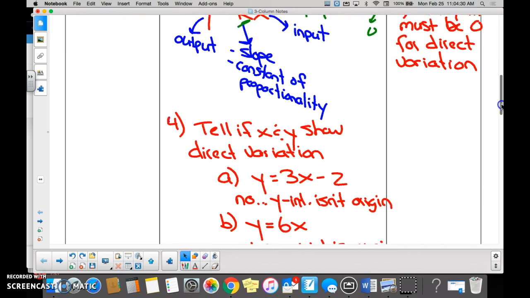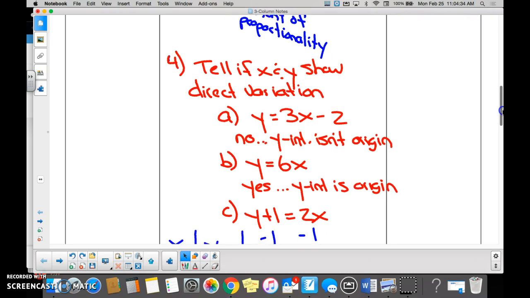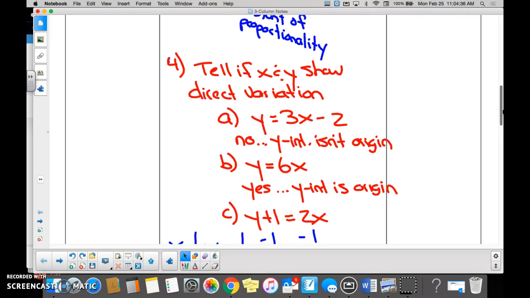Number 4, that's not direct variation because why? 4a, I'm sorry, is not direct variation because why, everybody? Because the y-intercept is not 0, it's negative 2. Is this direct variation, letter B? Yes. What's the y-intercept? 0. It's not there, so it's 0, right?